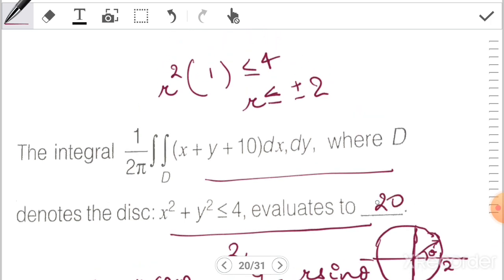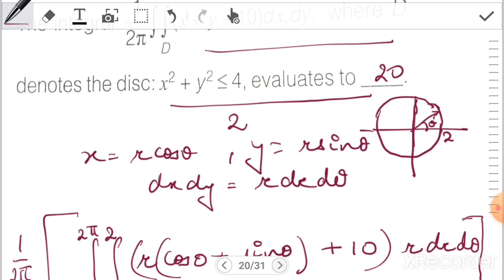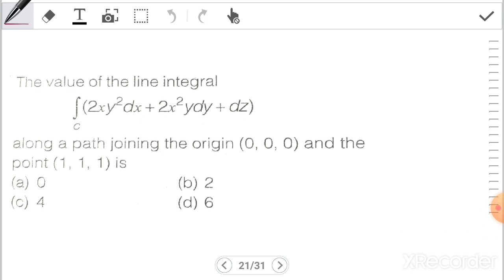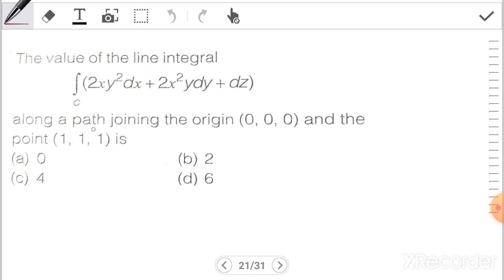Let's go to the next question. The value of the line integral along a path joining the origin and the point (1, 1, 1) is.